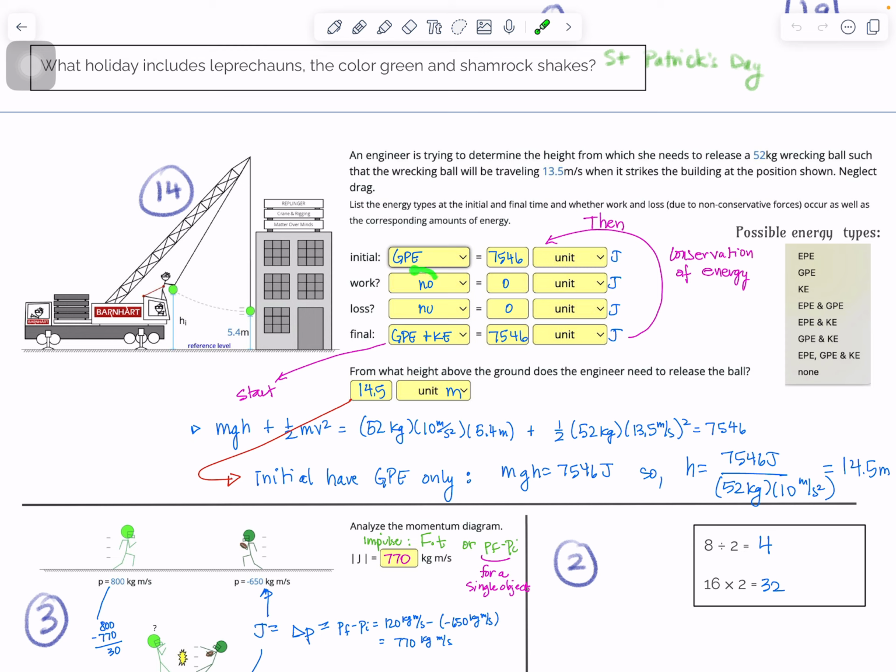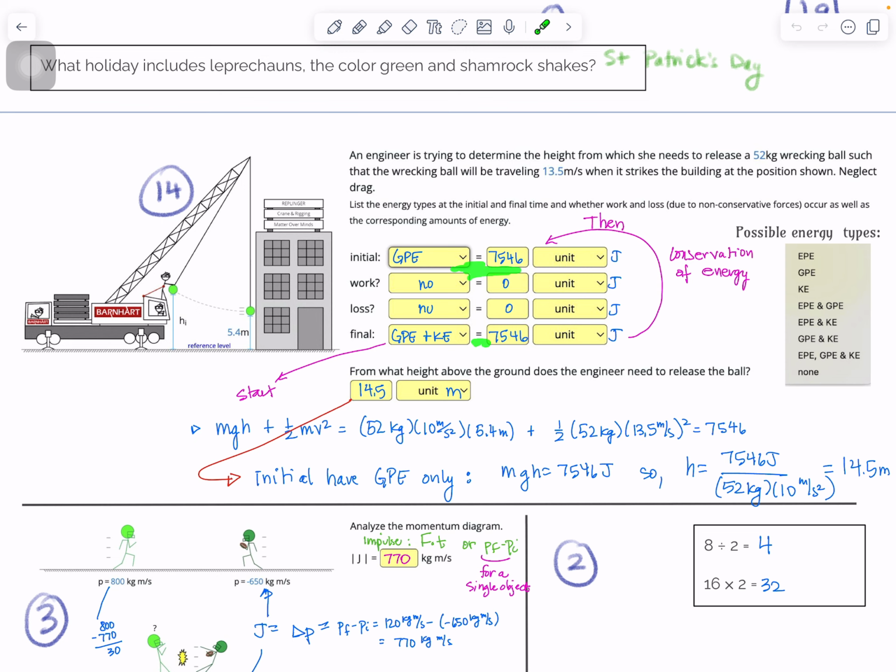Now, there's no work, no loss, so those are both 0. And therefore, whatever my final is, I have to have as my initial. The reason why I know there's no work is because there's no external force. And so the final is equal to the initial.